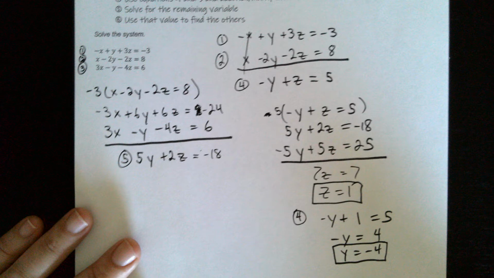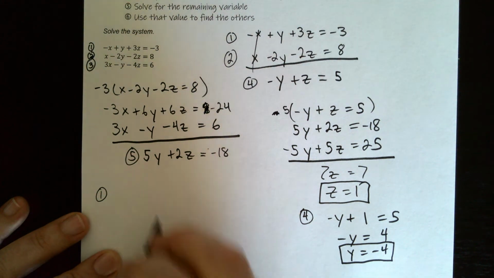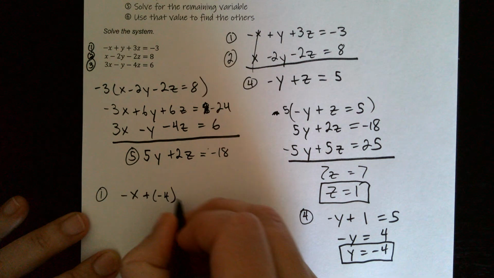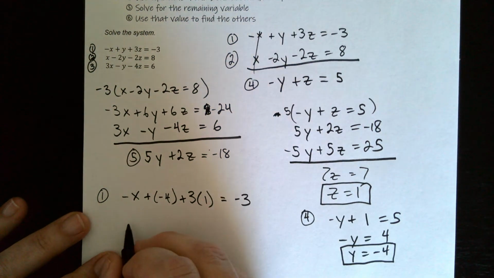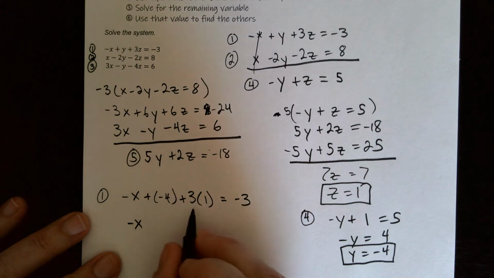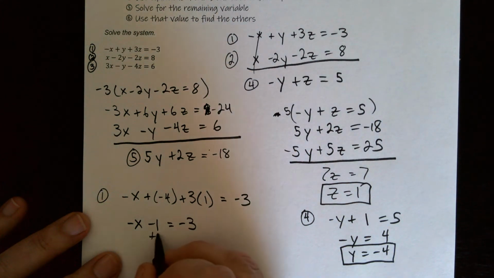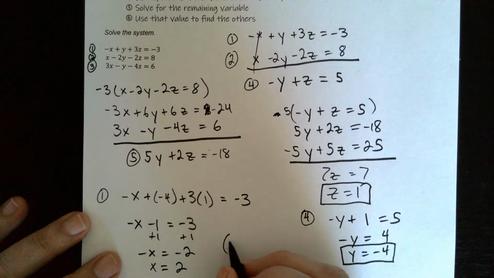All I need is x, so I'll choose any one of these equations. I'll just use the first. Okay, so the first one, when I plug in what I already know, is negative x plus y, which is negative 4, plus 3 times z, which is 1, equals negative 3. Okay, so that's negative x. Let's see, minus 4 plus 3 would be minus 1 equals negative 3. Add the 1, and you get negative x equals negative 2, or x is equal to 2.